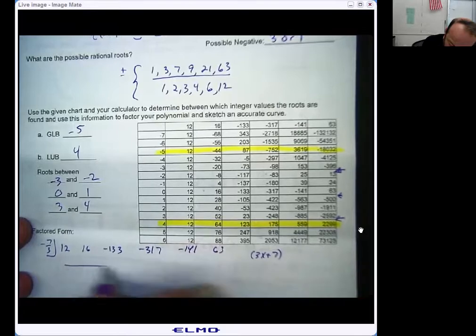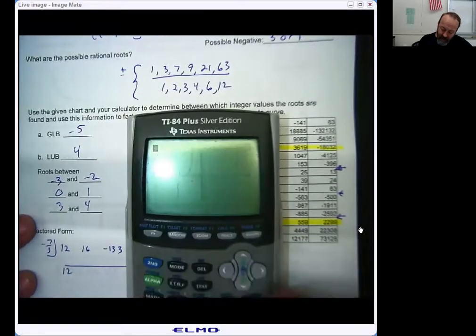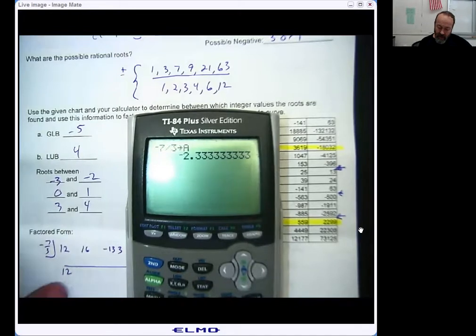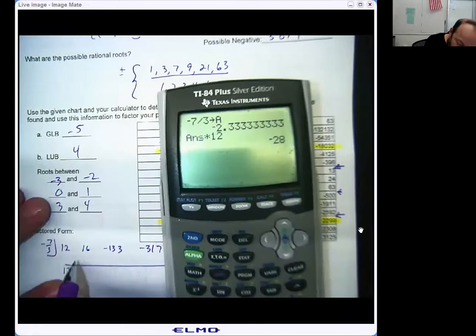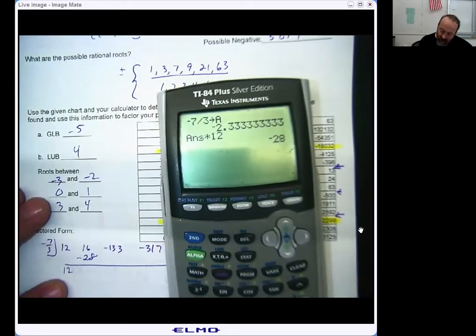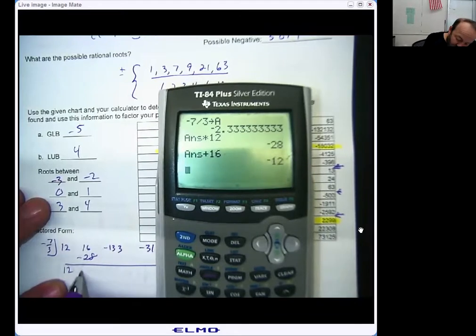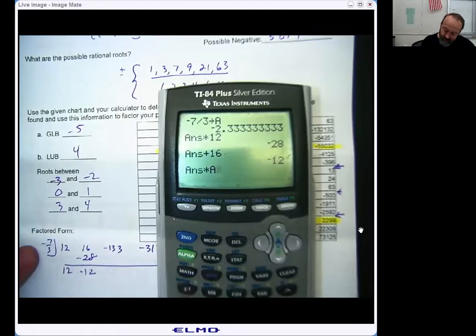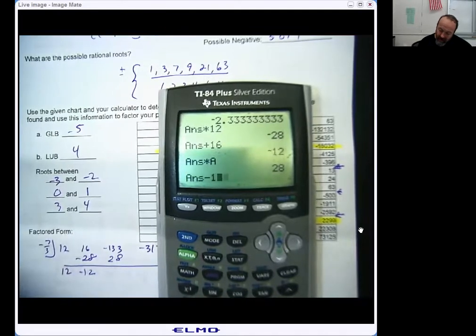And so what I personally like to do is I take my calculator and I take negative 7/3 and I store that as a, because then I don't have to keep typing it. So I'm going to take 12 right here and I'm going to multiply it by that a value, and I got negative 28. I add 16 to it, and then that's negative 12, and I need to multiply that by a again. That's 28. I'm going to subtract that 133.